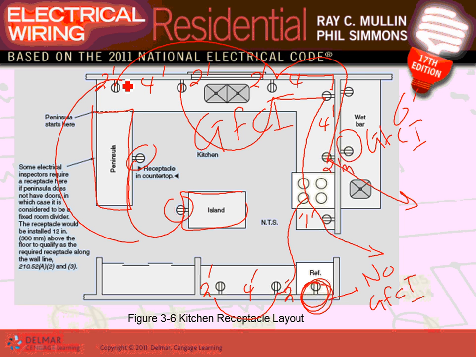When you lay out your receptacles, every wall two feet or more needs a receptacle. Any peninsula two feet by one foot or more needs one receptacle. A peninsula and an island need one receptacle minimum. And then you have to bring two circuits to it, 20 amp each, and all the receptacles have to be GFCI.